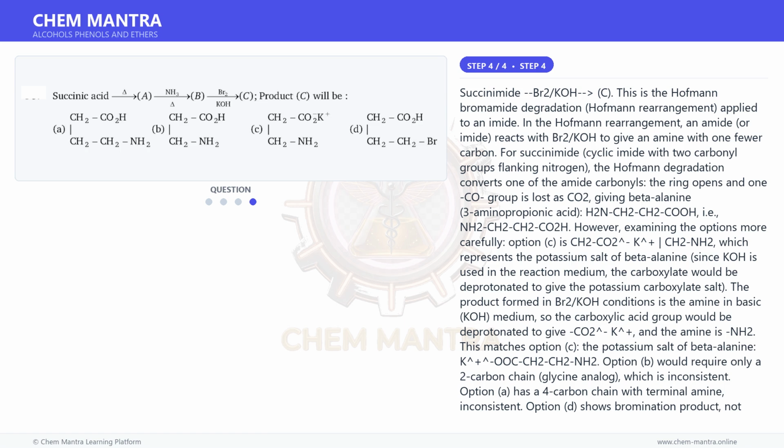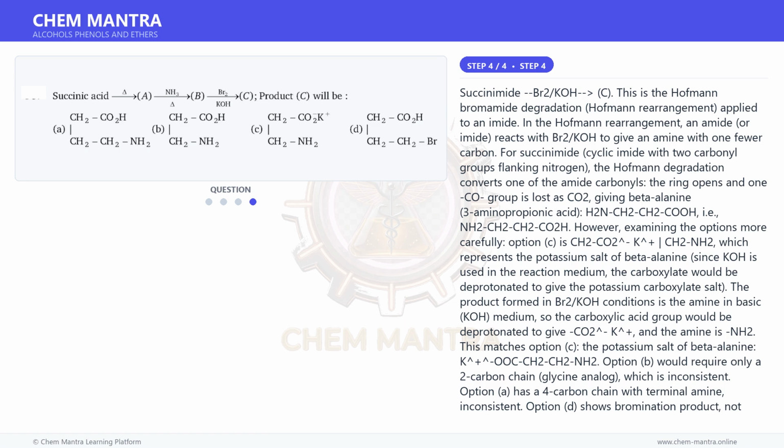Since KOH is used in the reaction medium, the carboxylate would be deprotonated to give the potassium carboxylate salt. The product formed in Br2/KOH conditions is the amine in basic KOH medium, so the carboxylic acid group would be deprotonated to give CO2-K+, and the amine is NH2. This matches option C, the potassium salt of beta-alanine, K+ -OOC-CH2CH2-NH2.